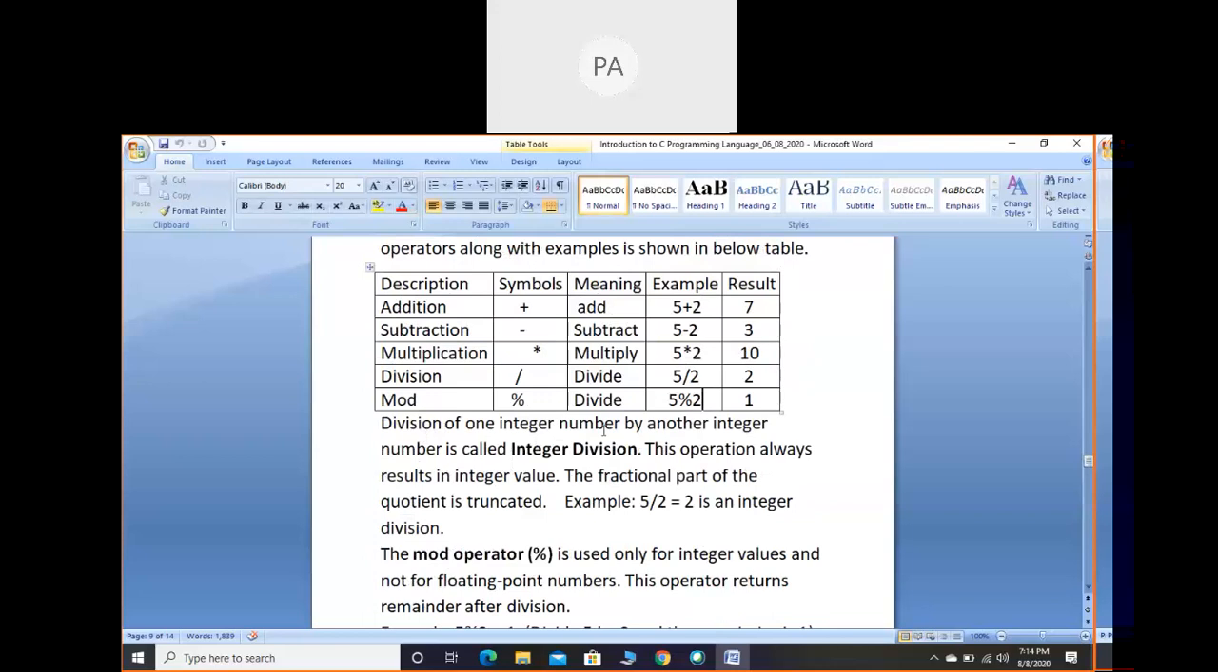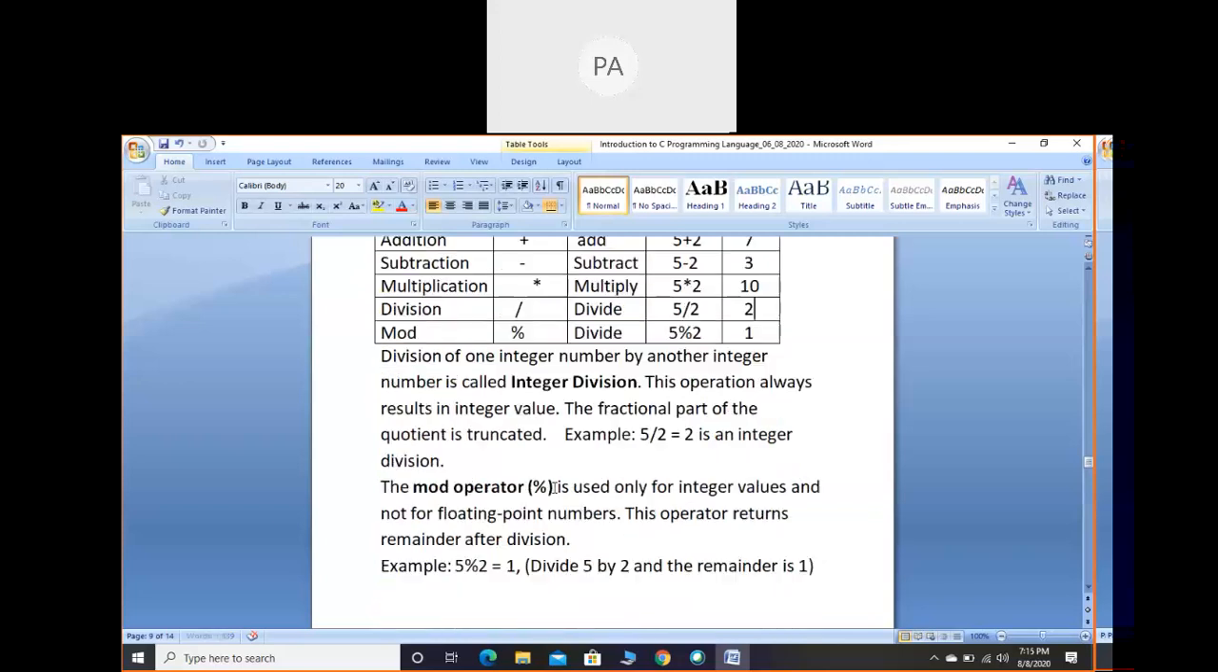Division of one integer number by another integer number is called integer division. So this operation always results in integer value. If you look at this example, 5 divided by 2, we'll expect the answer always integer. We'll not expect floating point value here because both are integers. The fractional part of the quotient is truncated. So actually answer will be 2.5, but this fractional part, that is 0.5, will be truncated. So answer will be only 2. So example 5 divided by 2 is an integer division. Then when it comes to mod symbol, that is percent symbol, it is used for integer values and not for floating point numbers. So if you apply floating point numbers for mod symbol, you will get an error in a program. This operator returns remainder after division.